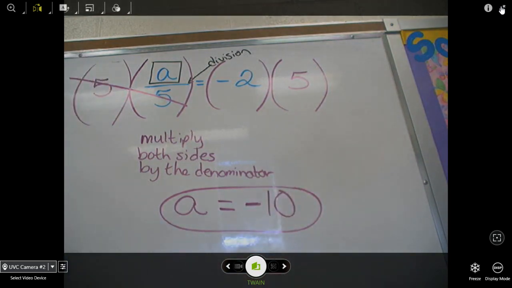Okay? So those are all one-step equations. Tomorrow we're going to look at two-step equations. Alrighty?